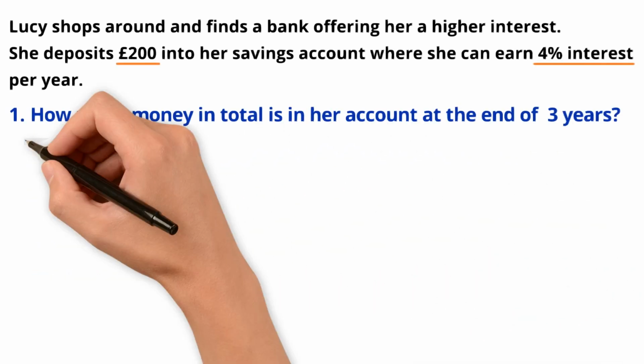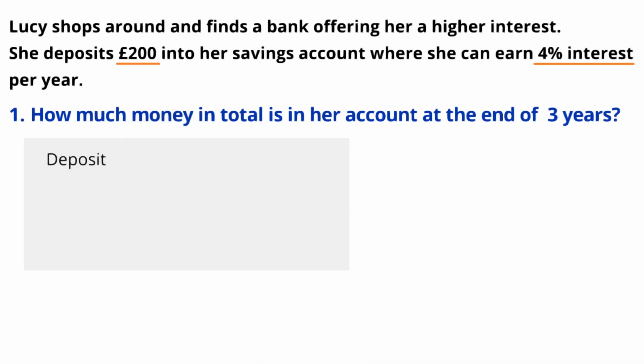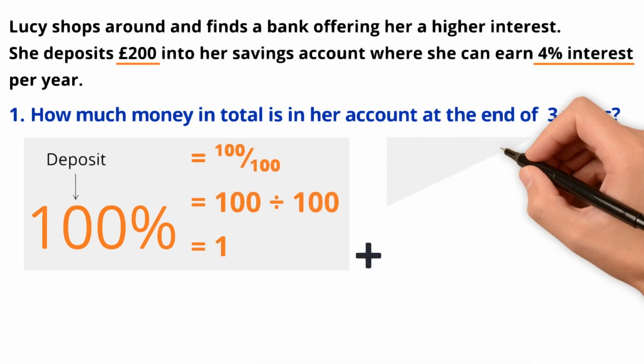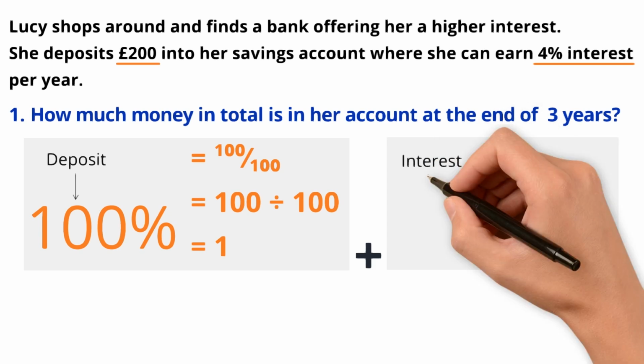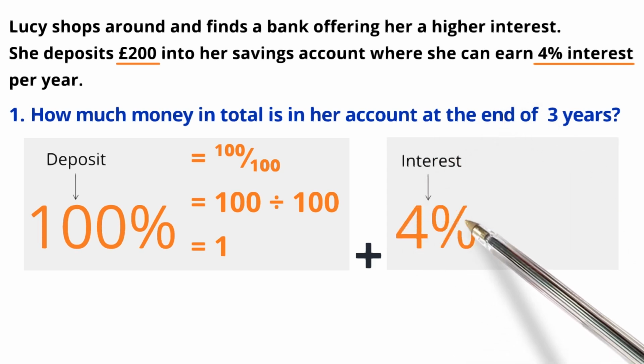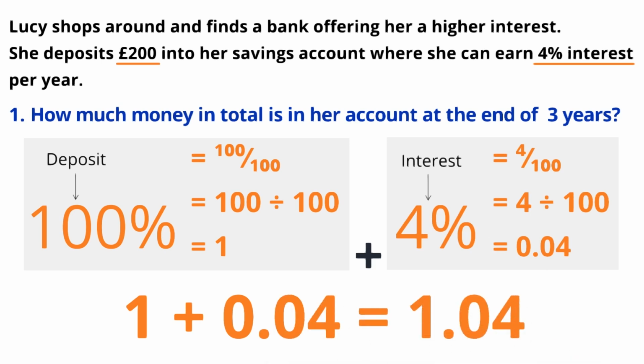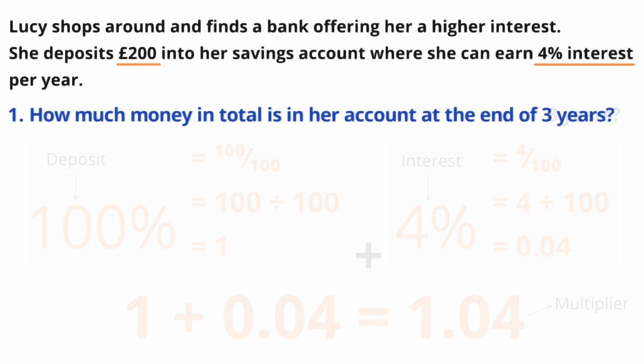Let's start by working out the multiplier. The deposit is 100% of the money in her account. To get a decimal, we divide by 100, which gives us 1. We now want to increase this amount by 4%, which, divided by 100, is 0.04. This gives us 104%, or 1.04, which represents our initial deposit plus the interest. If you added 104, then divided by 100, you'd also get the same answer.